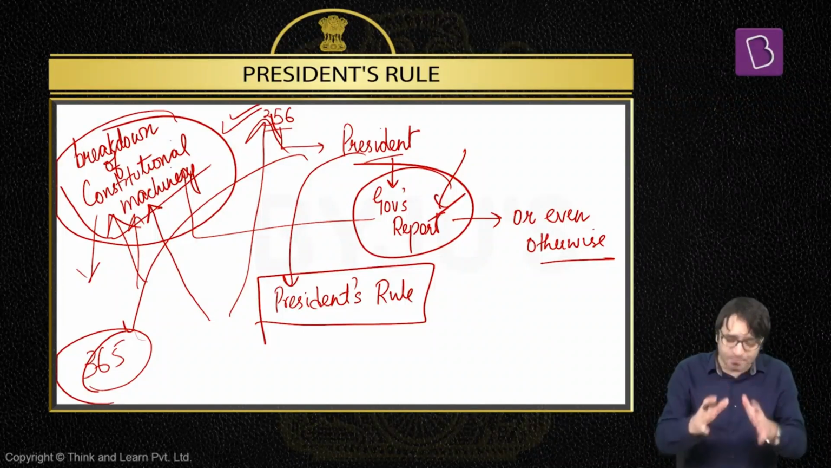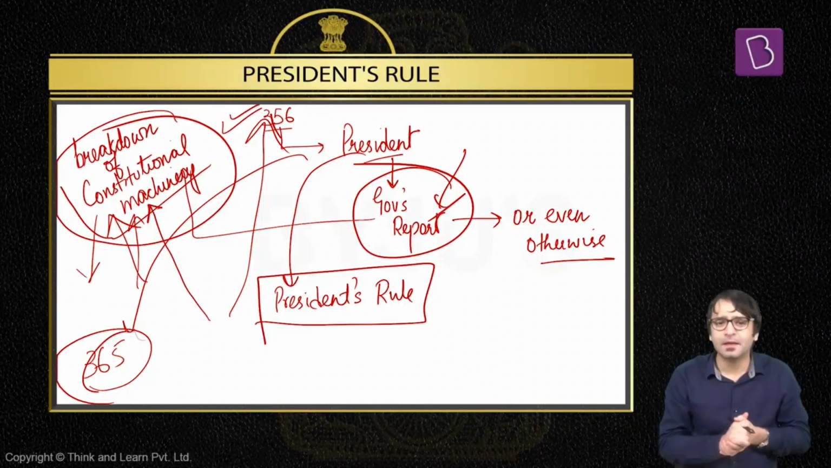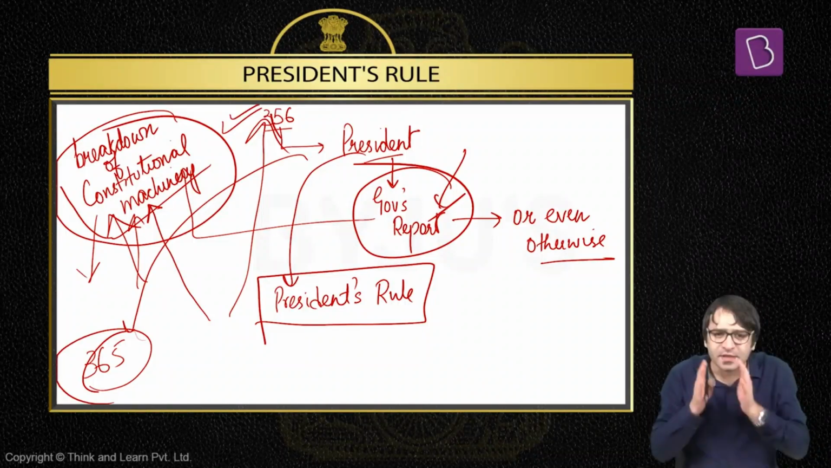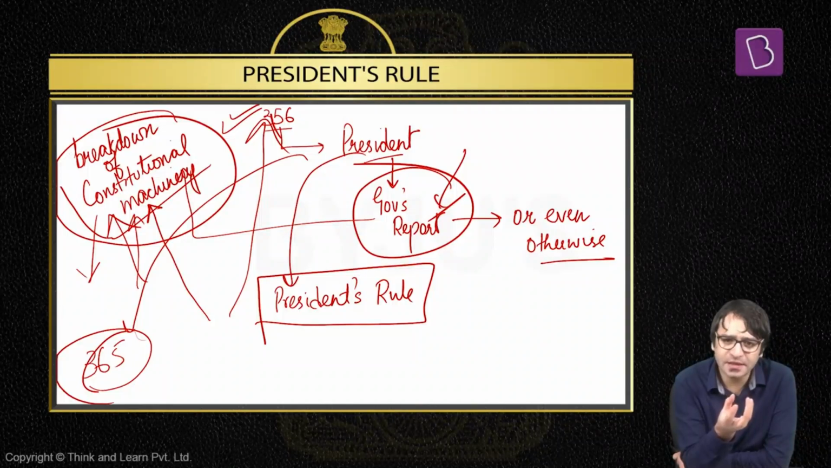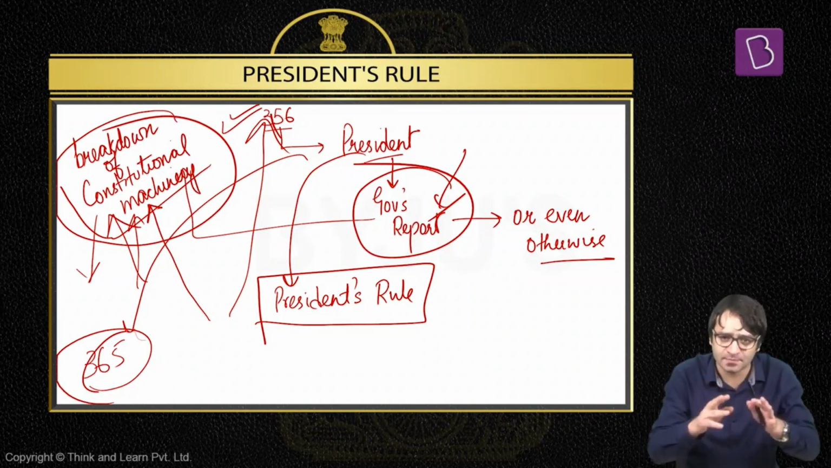But what is mentioned in this presidential proclamation? Let me take you towards that. Basically, the governor submits a report to the president that there is a breakdown of constitutional machinery. But the president cannot act on his own. The president is basically, sorry to use this phrase, a rubber stamp.